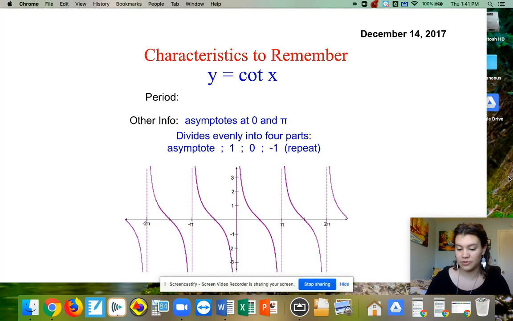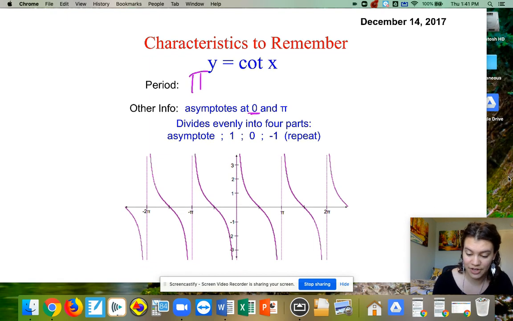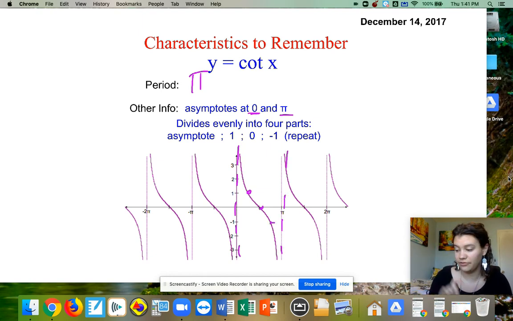So in the graph of cotangent, things to remember. The period is still a standard pi. Your asymptotes are now at 0 and pi, or at your period markers. So at 0, pi, 2 pi instead of pi over 2 and negative pi over 2. And then the pattern is still the same. So you still start with an asymptote, but instead of going at negative 1, you start at positive 1, 0, negative 1, asymptote. So it's flipped from tangent.